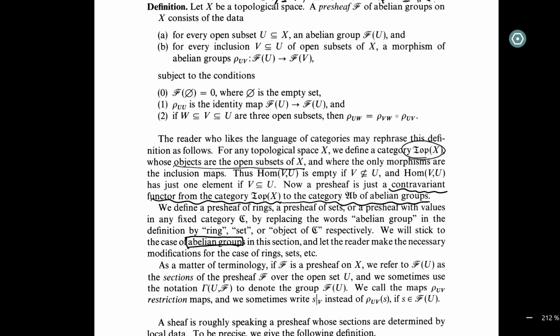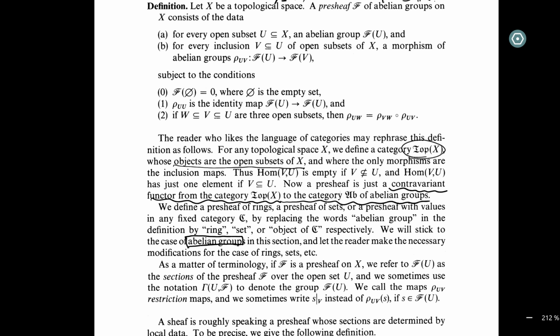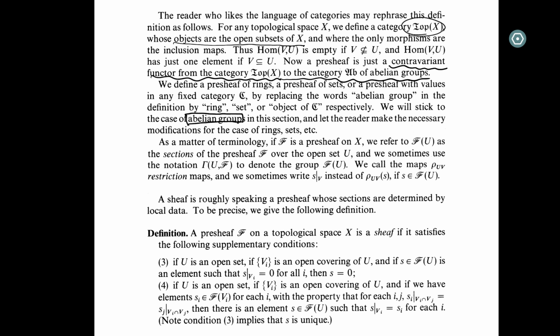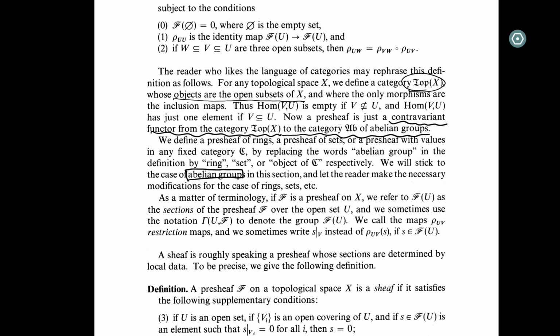We define a presheaf of rings, a presheaf of sets, a presheaf with values in any fixed category, by replacing the words abelian groups in the definition by a ring, a set, or an object of the category respectively. We will stick to the case of abelian groups in this section. So our sheaf will be a presheaf of abelian groups, and let the reader make the necessary modifications for the case of rings, sets, etc. As a matter of terminology, if F is a presheaf on X, we refer to F(U) as the sections of the presheaf F over the open set U. We just call the elements inside this. So this is an abelian group.